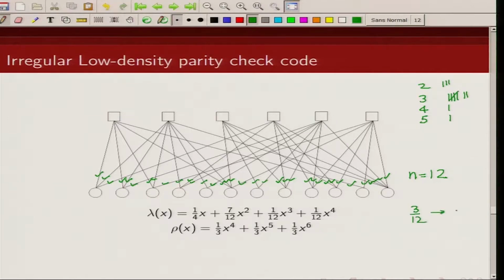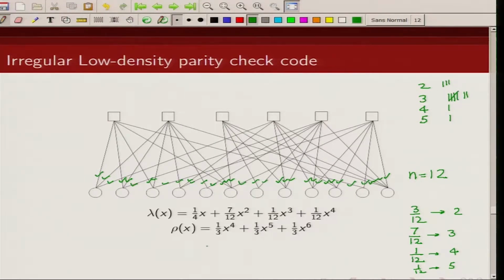They are participating in 2 parity check constraints. There are 7 of them which are participating in 3 parity check constraints. So the fraction of them is 7 by 12. Then this is 1 by 12, which participate in 4, and then 1 by 12 which participate in 5. So, then what is the column distribution?